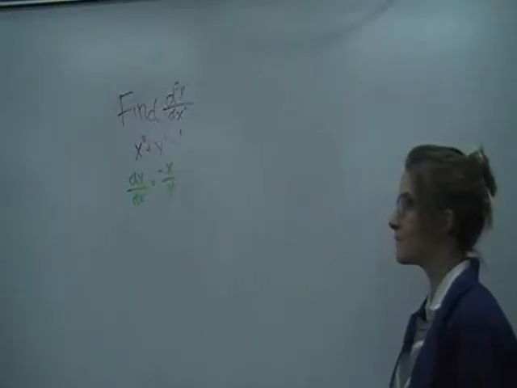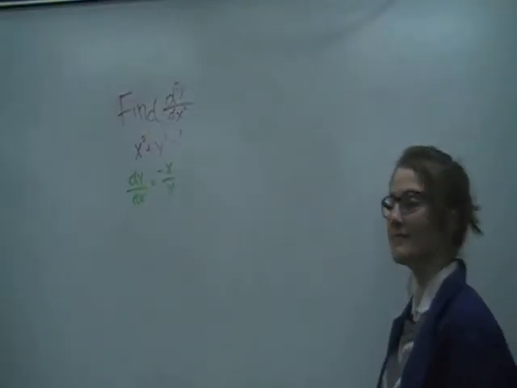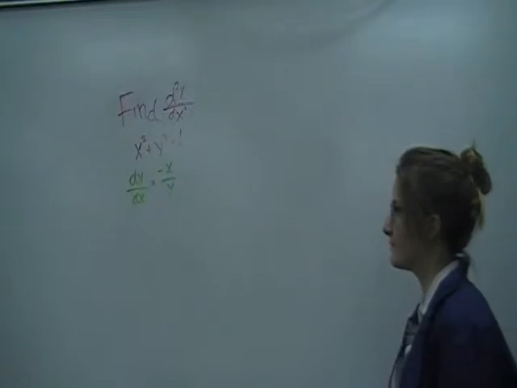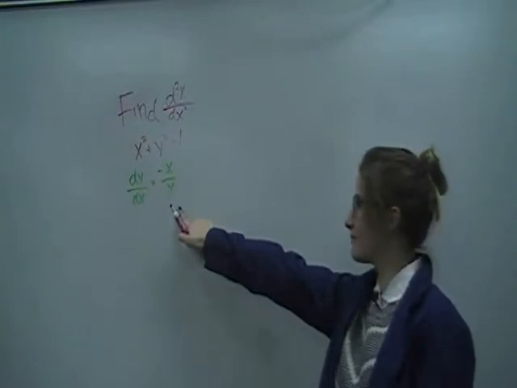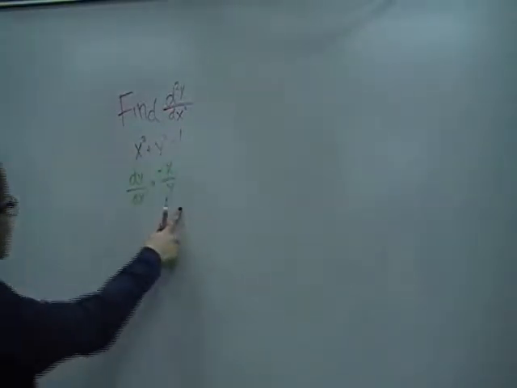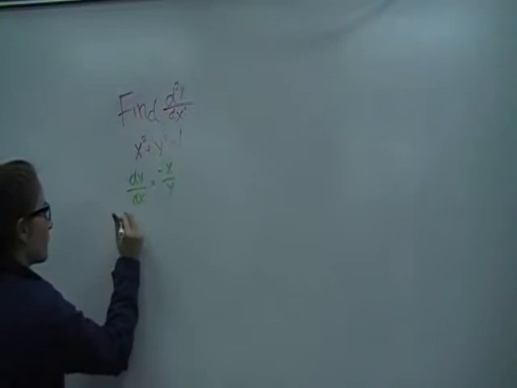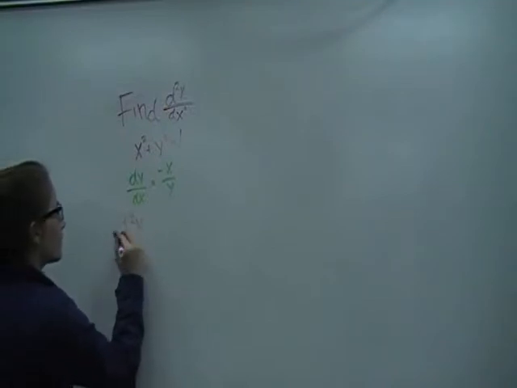Find the second derivative of the function x squared plus y squared equals 1. The first step in finding the second derivative is to take the first derivative of the function, which we have already found in green, to be negative x over y. Now, to find the second derivative, you take the derivative of the first derivative.